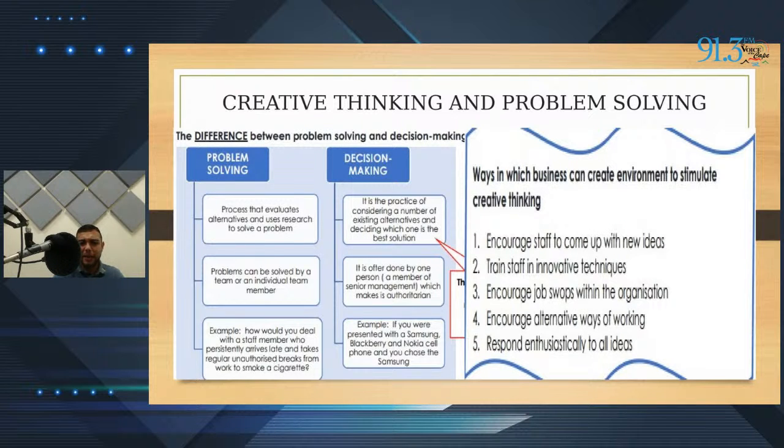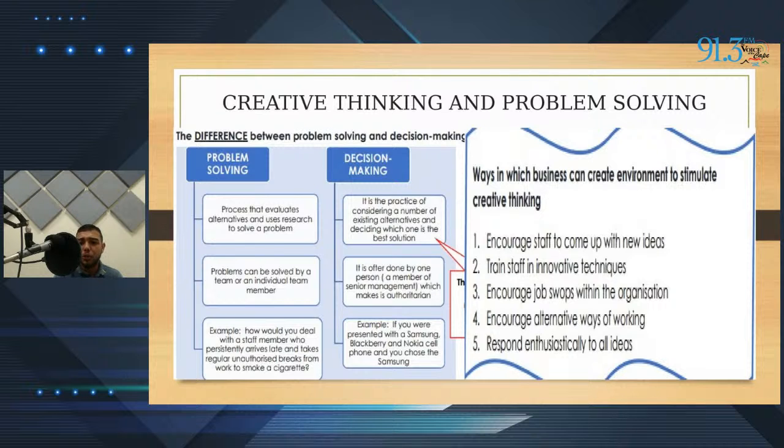Decision making. What is decision making? It is a practice of considering a number of existing alternatives and deciding which one is the best solution. It is often done by one person, a member of senior management, which makes it authoritarian. Example, if you were presented with a Samsung, BlackBerry, or Nokia cell phone and you choose the Samsung, with decision making, you would get the possibility to now choose which one is the best. It is your decision.